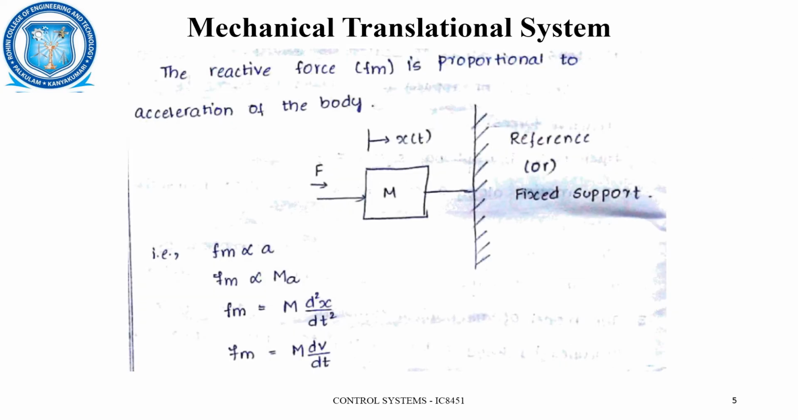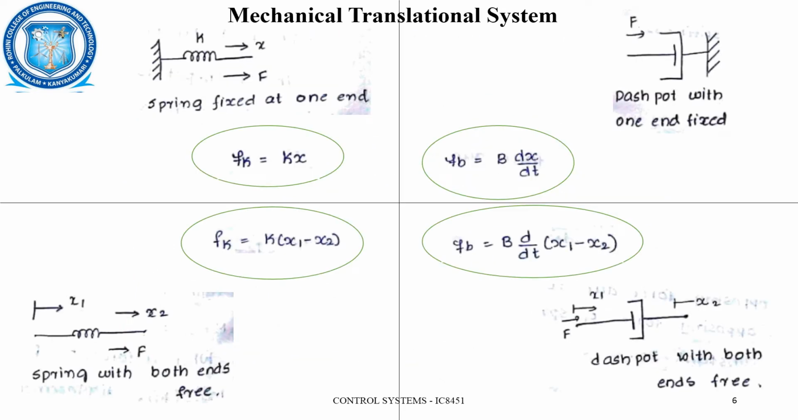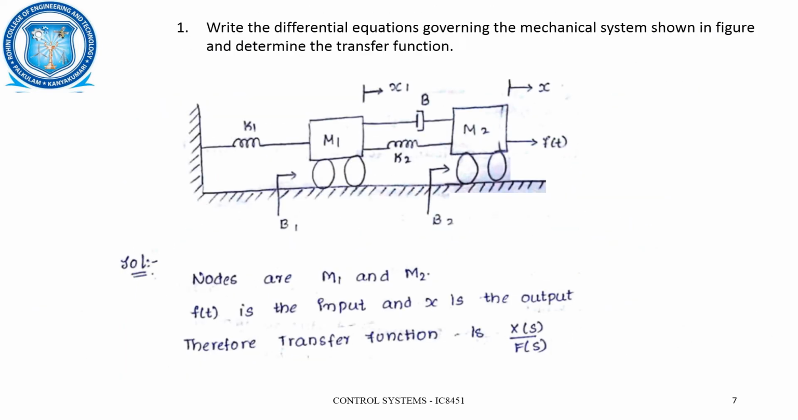So this is a small example. Here we are considering another small example, with M1 and M2, two different masses. While considering the mass M1, the elements which are connected to the mass are the K1 element, which is a spring element, then the dashpot B, and finally the spring K2.